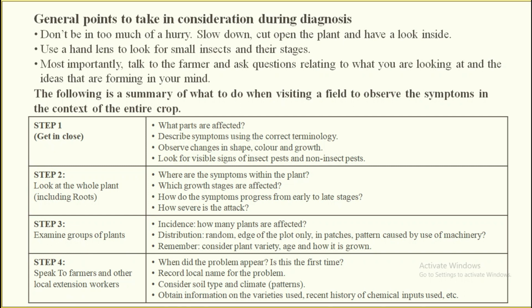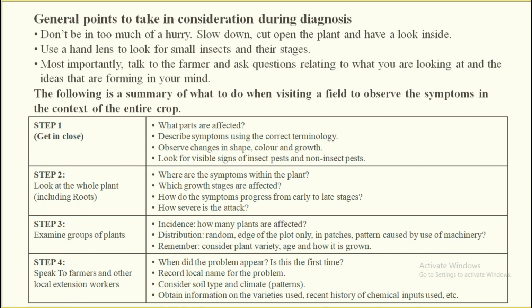What is happening? Yes or no, look out at the whole plant. That is your second step. What are the symptoms within the plant? Which growth stage is affected? Whether it is in the nursery stage or tillering stage. Suppose rice, I am telling, like this. The plant is in which stage? You should know. Okay. Then what is the symptom progress from early to late stage?